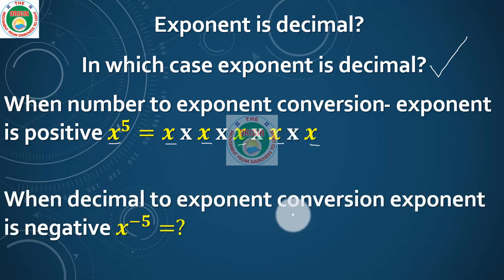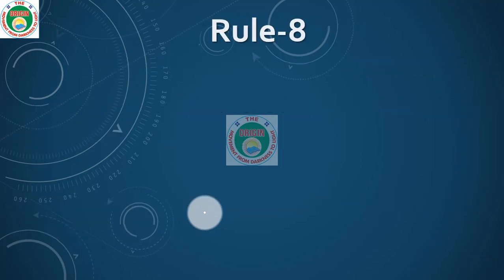Here, in the decimal to exponent conversion, the exponent is negative. What is the meaning of a negative exponent? x power minus 5 equals what? So what is the meaning of this? Let's go through that. That is rule 8.